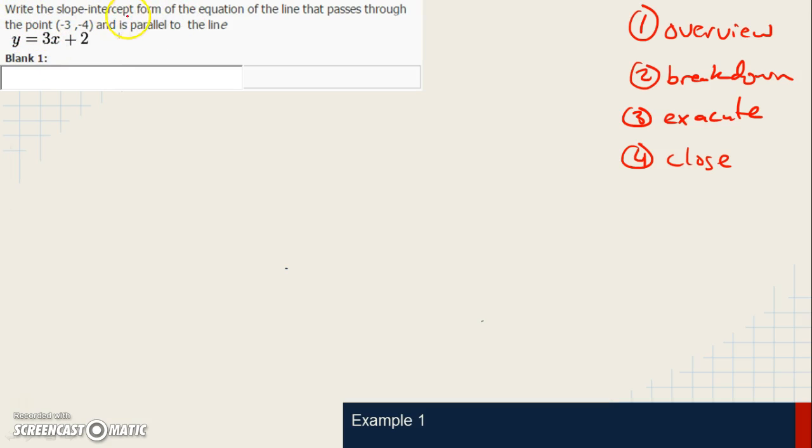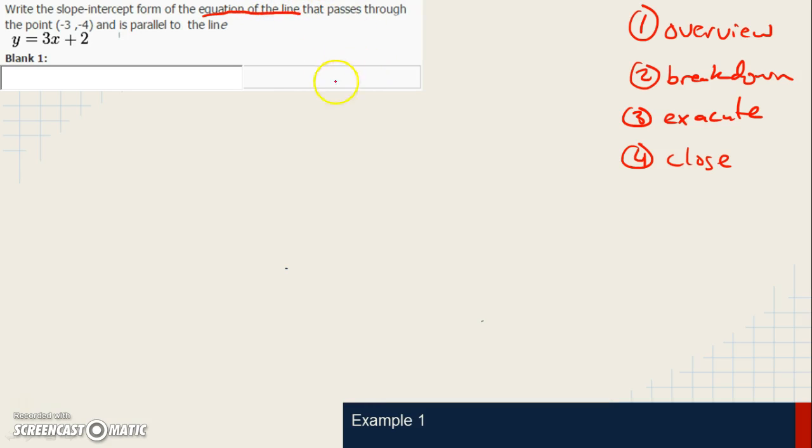Write the slope-intercept form of an equation of a line that passes through the point (-3, -4) and is parallel to the line y equals 3x plus 2. So what is the problem about? It's about math, obviously, but it's about writing an equation for a line. So we're writing an equation for a line, and it gives us that right here.